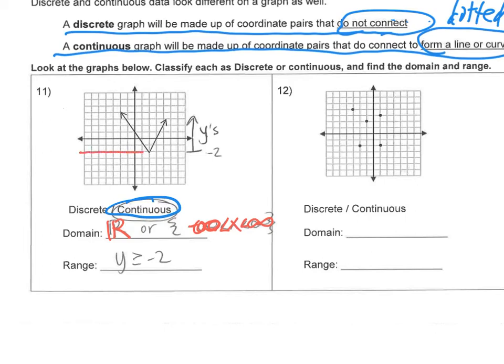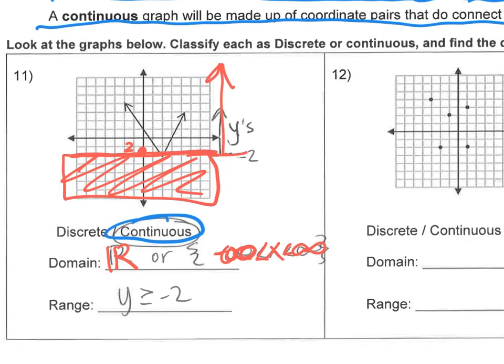Now if I want to look at my y's, I put my Post-it note so it goes across the y values, and I can see that it's y equals negative 2 right here on the y-axis. And I notice that all my y's are greater than negative 2. So y's are greater than or equal to, and I said 2 and I meant negative 2. Thank you for catching that mistake.